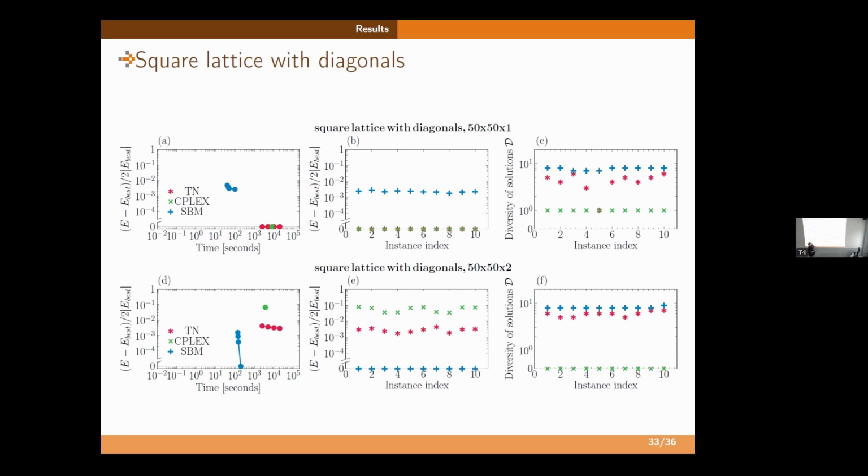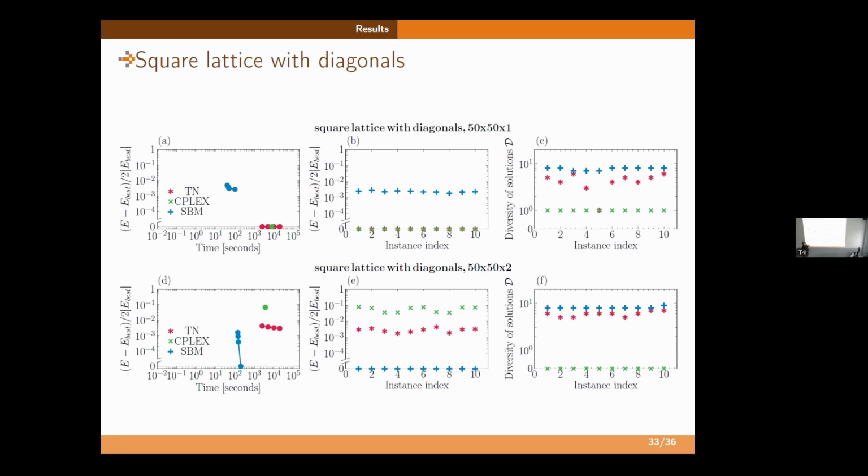And also, we are getting similarly diverse solutions. And the same is for the square lattice with diagonal connections, but now we have two spins on each side. Here SBM is better than us, but we are still beating Simplex. Because here we have median values, here are the values for each of the instances we tested.